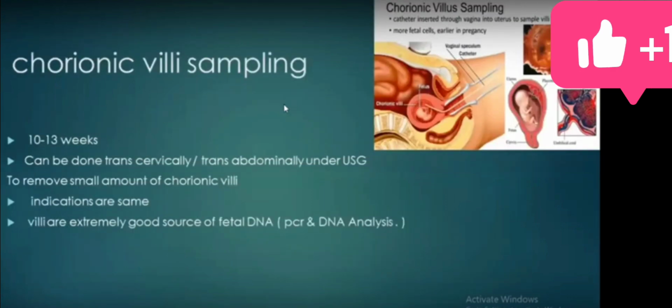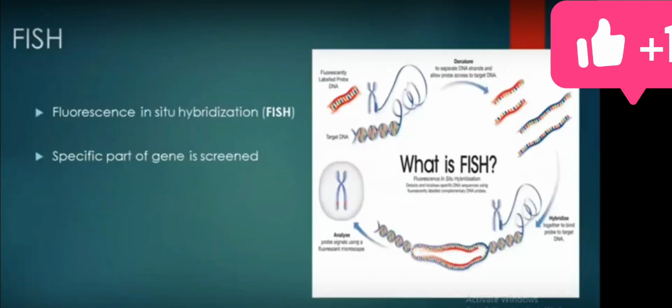Another is chorionic villus sampling. This is to be done between 10 to 13 weeks. By inserting a Cusco's bivalve speculum through the vaginal route, a catheter is inserted under ultrasonographic guidance. The chorionic villi develop into the placenta. From the chorionic villi, the sample is taken and assessed for fetal DNA.